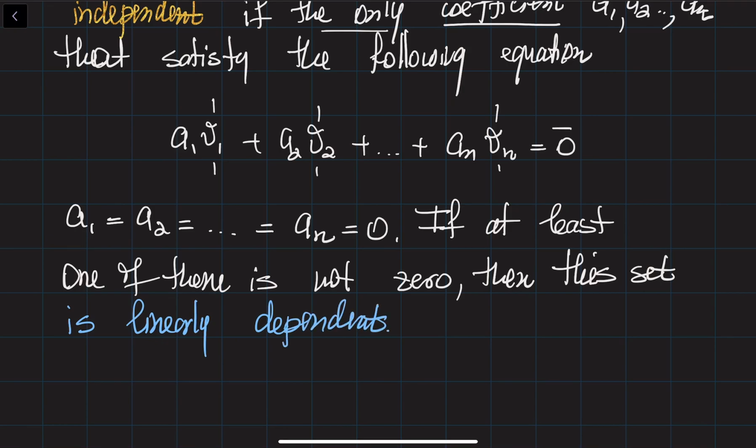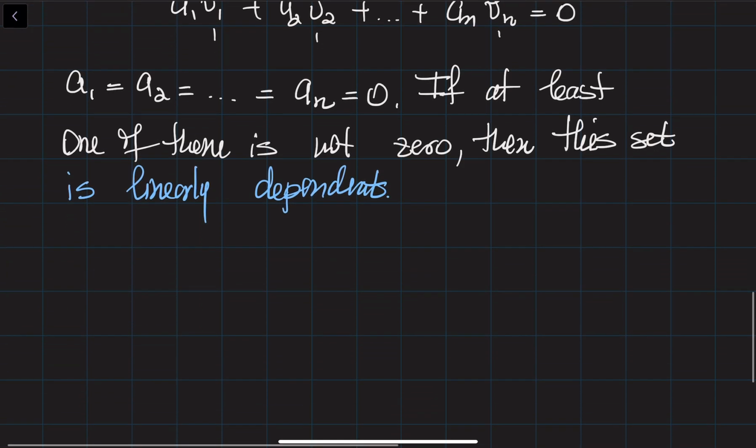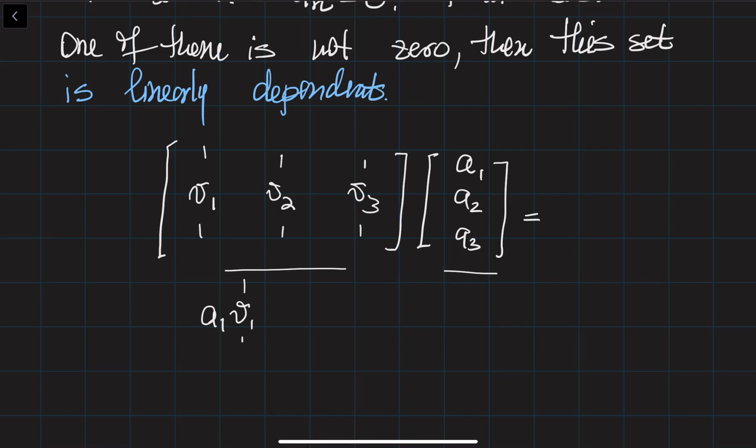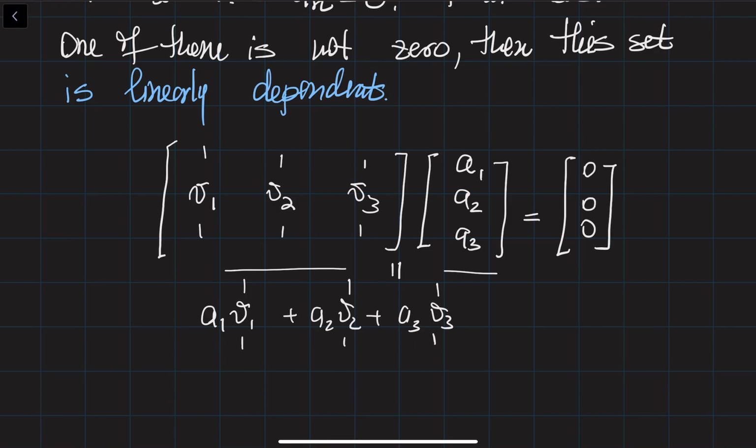Well, this is the definition, but now we need to figure out how to do this technically, right? Essentially, if you have three vectors, v1, v2, and v3, we are saying, could you please combine them with the three coefficients a1, a2, and a3. If you remember, if you multiply this matrix by this vector, it gives you exactly the combination: a1 times v1 plus a2 times v2 plus a3 times v3. And this should be equal to 0, 0, 0. We call this kind of equation a homogeneous equation, Ax equal to 0, right?